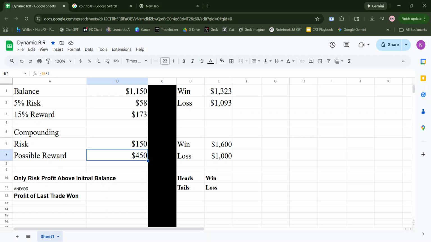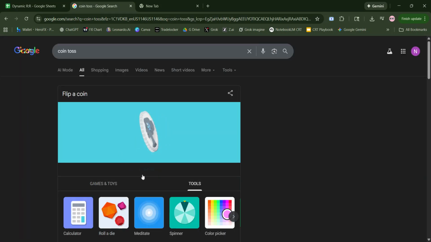So here's what happens after this, though. We don't keep risking all of the profit. Regardless of whether this trade wins or loses, we're going to go back down to risking 5%. But if we win the trade, our new balance is going to be 1,600. If we lose the trade, we go back down to 1,000. So what do we really lose? Nothing, because we're back where we started. But we didn't lose a dime of our own money. We're only risking the broker's money. So with that in mind, let's go ahead and flip the coin again and see what happens.